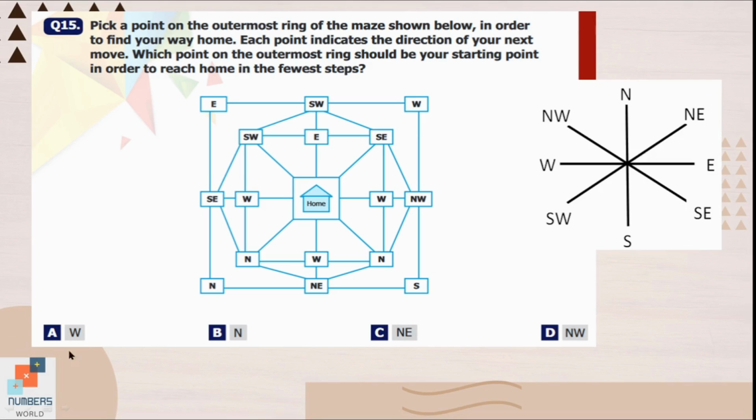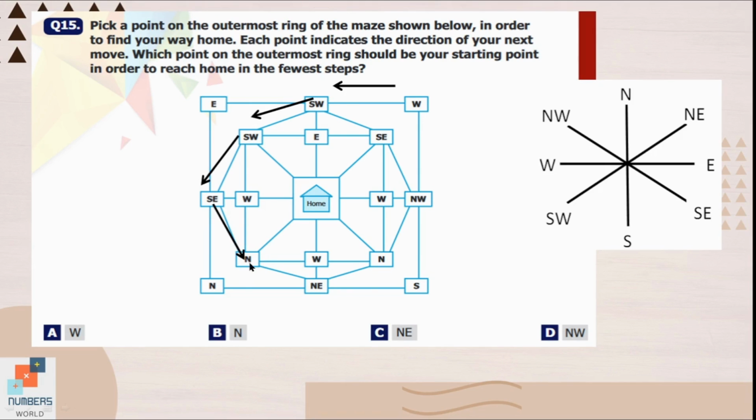If we start our journey from the west, we will move in the direction of west and reach southwest. From here, we will move in the direction and reach southwest again. If we continue our journey in the same direction, we will be at southeast. From here, we will take a turn in the direction of southeast and north is our destination.